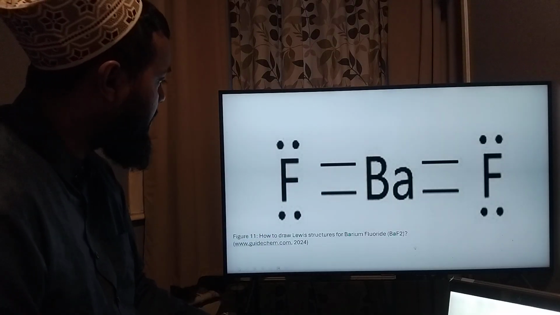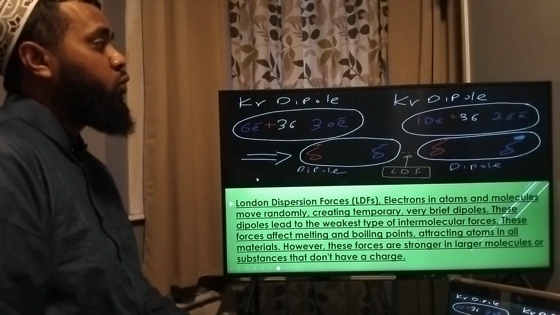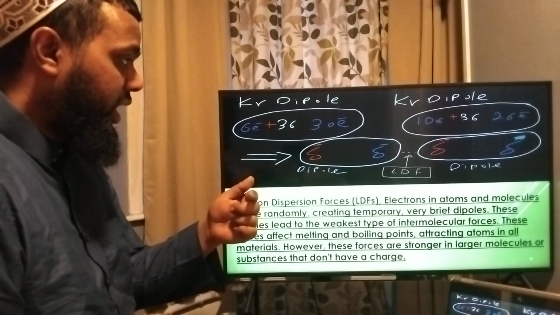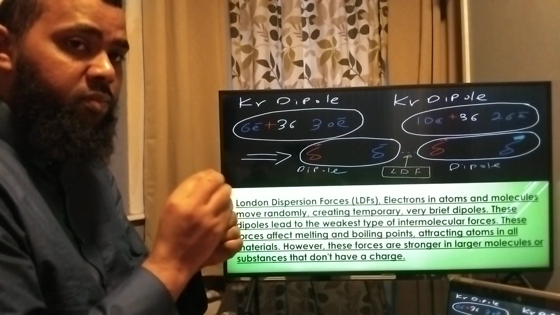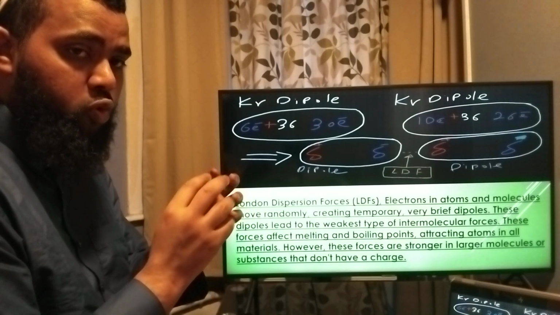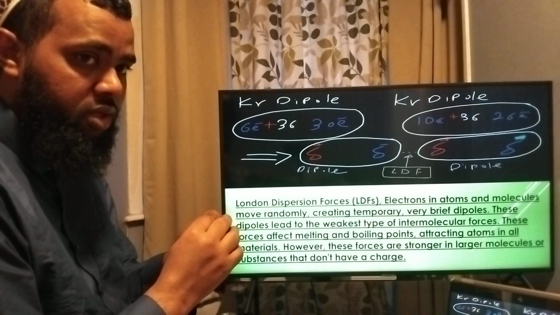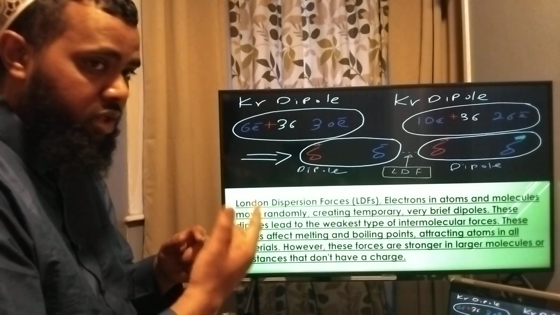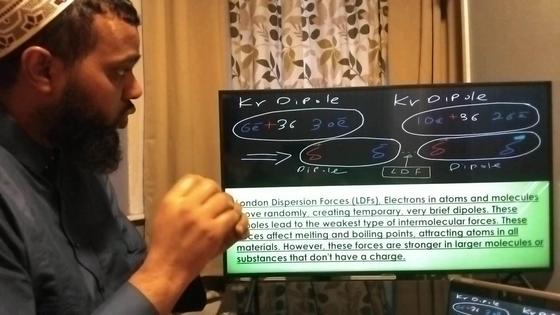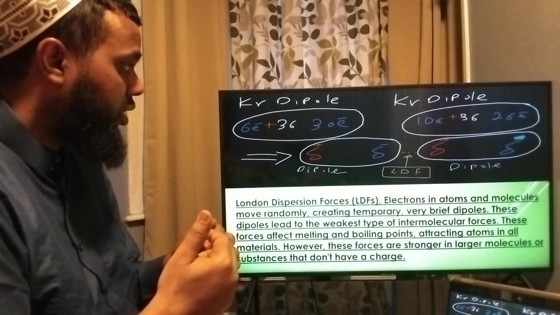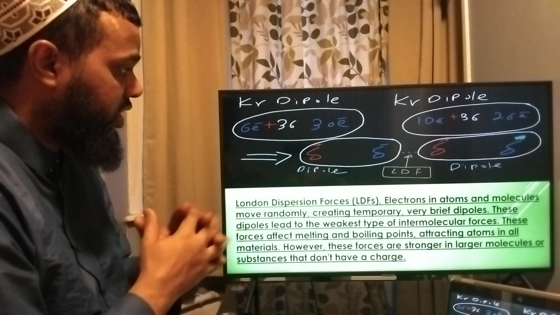Now the intermolecular forces. We have an interaction between the same atoms or the same molecules or compounds of the substance, between them, not within the compound, between the compounds or the atoms or the molecules. These forces are very, very weak in comparison with the chemical bonds themselves. So how do these forces happen?